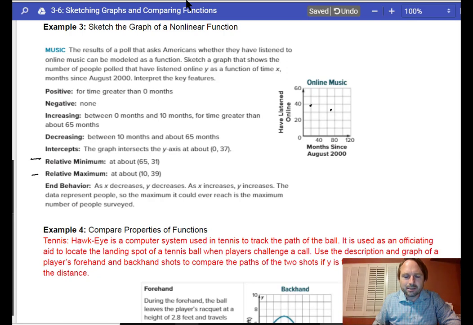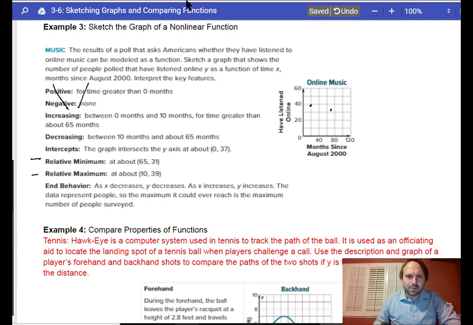So that means this is high and then it goes low. And it's going to go high again. So it's positive for time greater than zero, because you can't have negative months and we can't have negative listening to things. Like you can't say, I listened to this song negative 5 times. That's not possible. So it's going to be all positive. Like we said, there's no negative real-world values right there, so we don't have to deal with that.